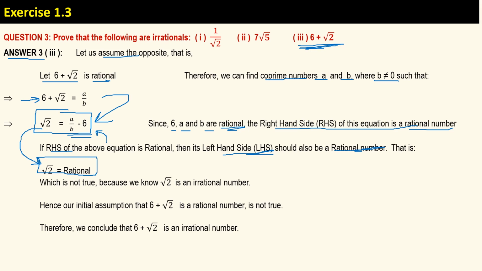So from this arrangement, by assuming that 6 plus square root of 2 is a rational number, we get that square root of 2 is a rational number, which is not true, because square root of 2 is actually an irrational number. Hence, our initial assumption that 6 plus square root of 2 is a rational number is false. Therefore, we conclude that 6 plus square root of 2 is an irrational number.